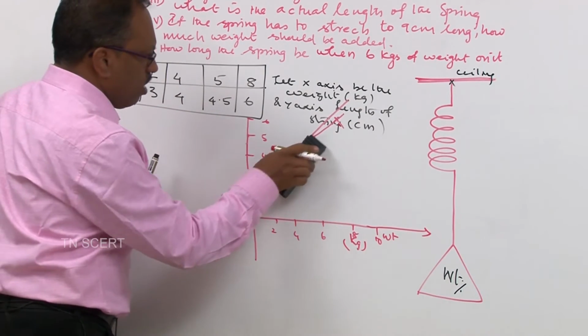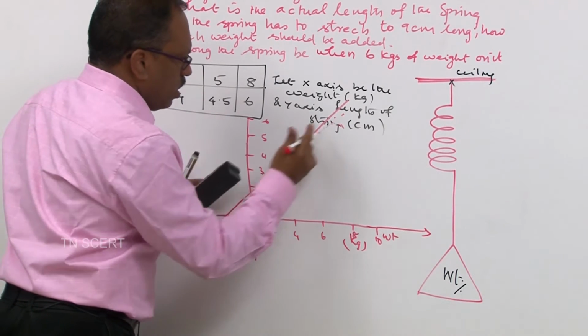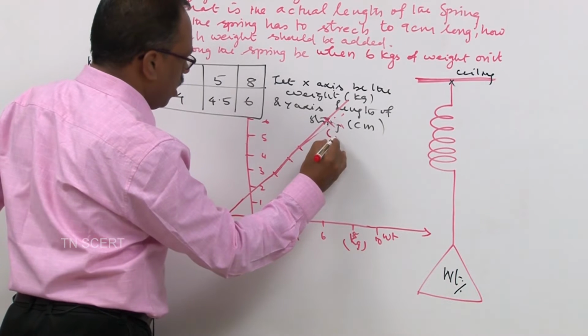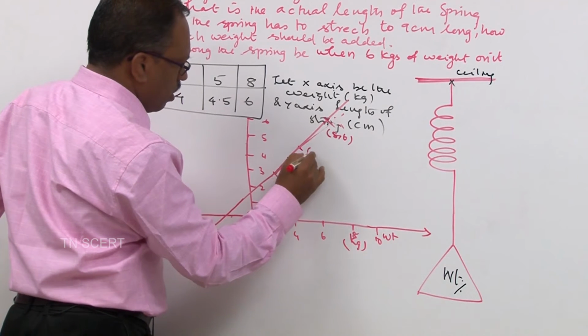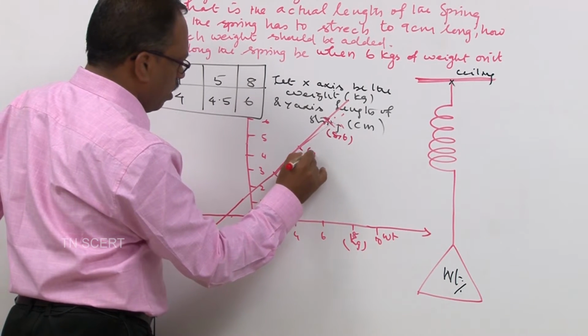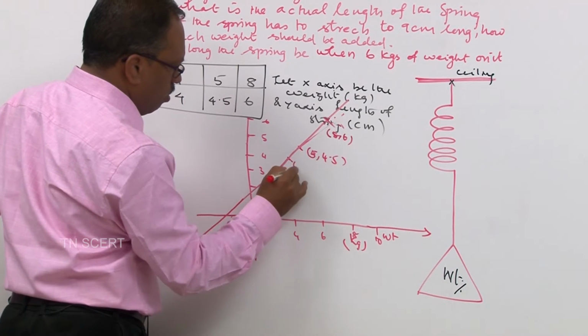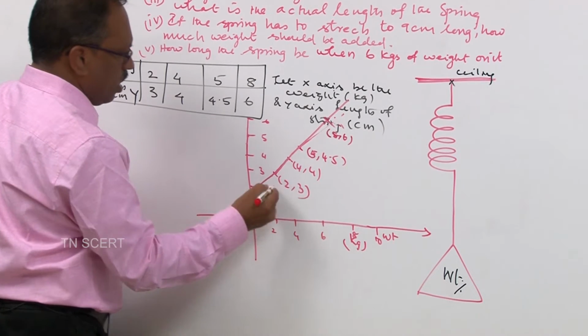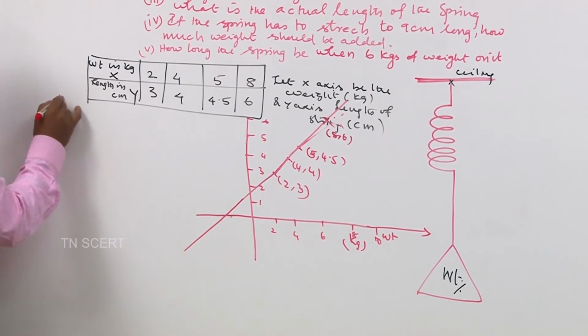We are getting a straight line for this. So here the points are 8 and 6, 5 and 4.5, 4 and 4, and this point is 2 and 3. So the first one is over.